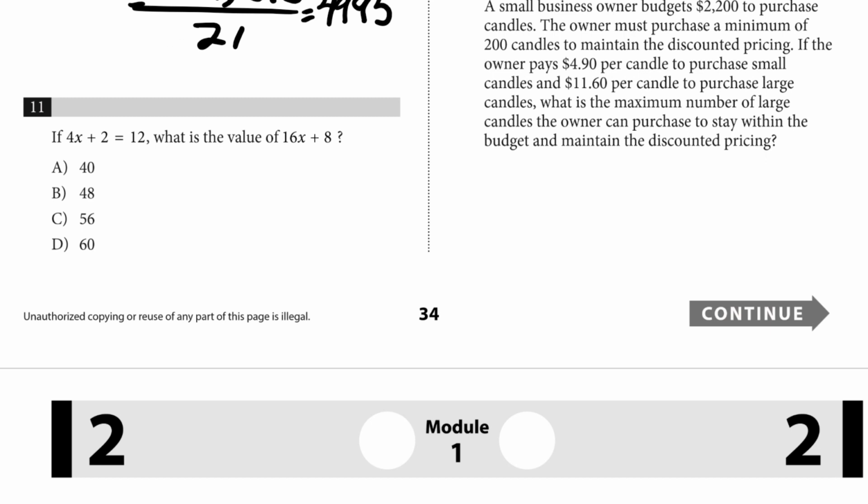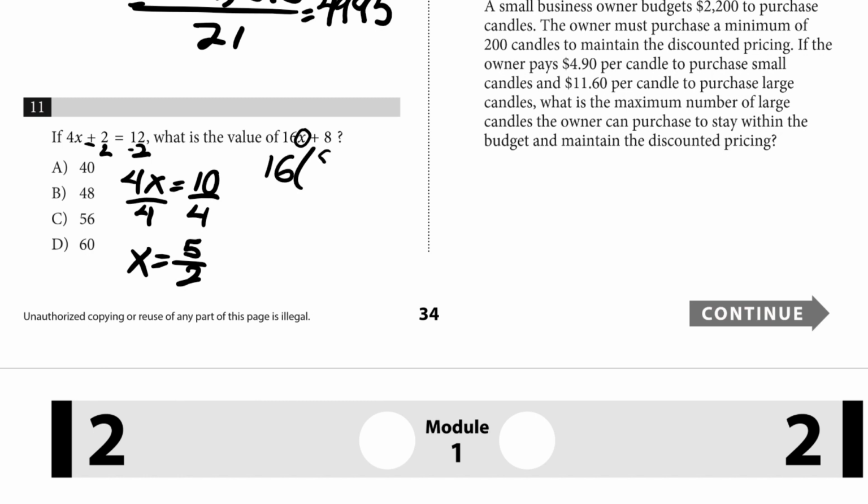Number 11. If 4x plus 2 equals 12, what is the value of 16x plus 8? What we have to do first is get x by itself. We're going to subtract 2 on both sides to get 4x equals 10. And then we're going to divide each side by 4 to give us x equals 5 over 2. Then we're going to plug this in for x in this expression.